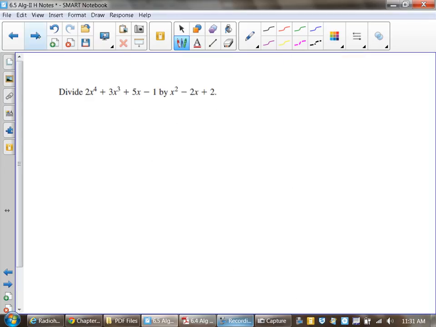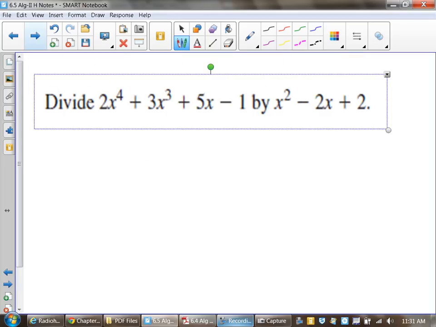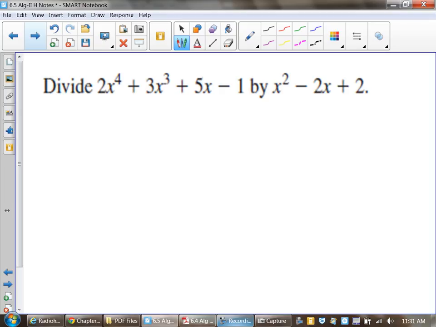Let's do another one. I have 2x to the 4th plus 3x cubed plus 5x minus 1. Right away, do you notice that I'm missing something? Is there a degree that I'm missing? Yeah, x squared. What do you have to put in there?